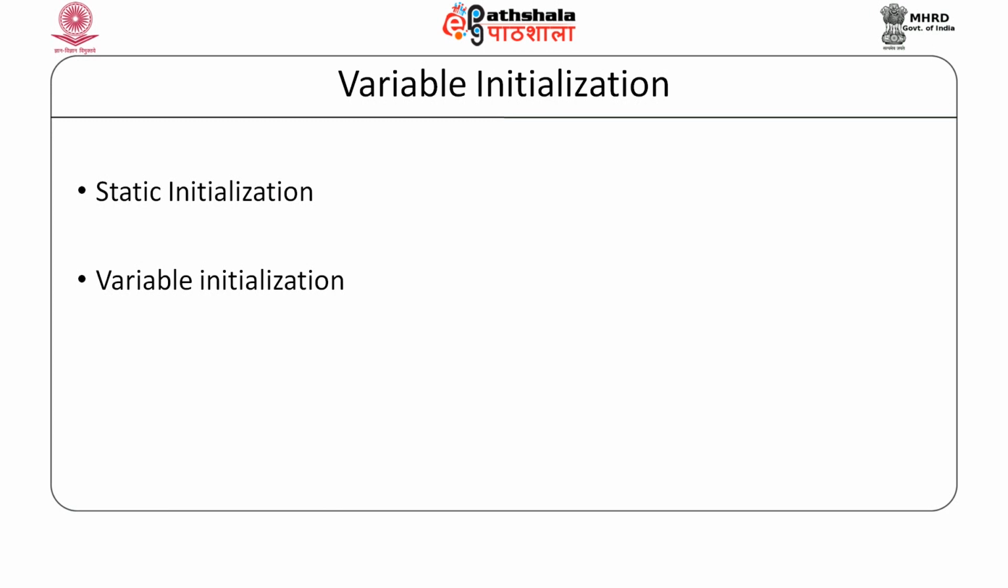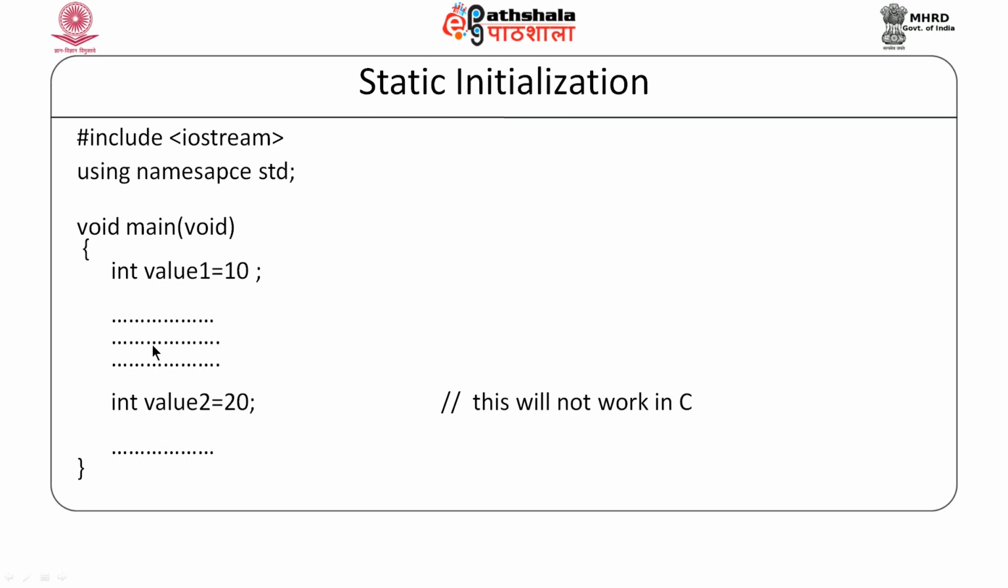In C++, we can have 2 kinds of initialization, namely static initialization and variable initialization. This is an example of static initialization. This initialization is the same as the way we do in C, that we declare a variable and we initialize that variable with some constant value. So, here we are declaring int value 1 is equal to 10. So, we are initializing value 1 with some fixed value, and the value with which the variable needs to be initialized is known at the time of compilation. Similarly, when we declare another variable, here also we are initializing value 2 with some fixed constant value, that is 20.